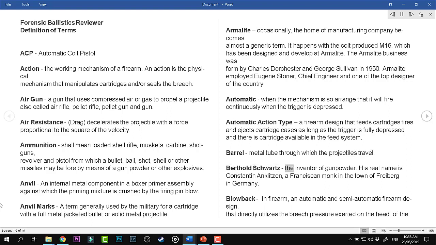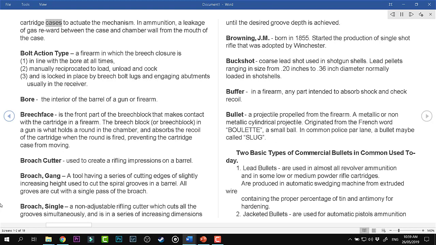Berthold Schwarz, the inventor of gunpowder. His real name is Konstantin Anklitzen, a Franciscan monk in the town of Freiburg, in Germany. Blowback, in firearms, an automatic and semi-automatic firearm design that directly utilizes the breech pressure exerted on the head of the cartridge case to actuate the mechanism. In ammunition, a leakage of gas rearward between the case and chamber wall from the mouth of the case.